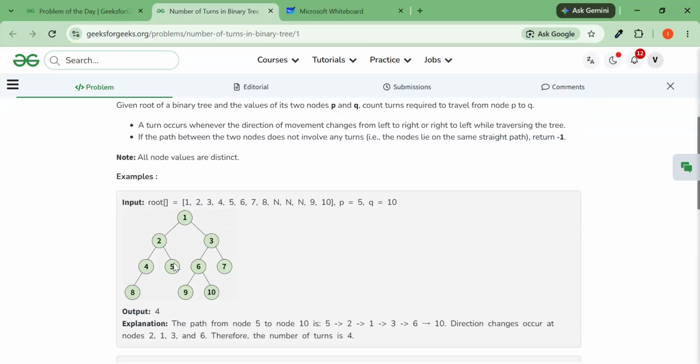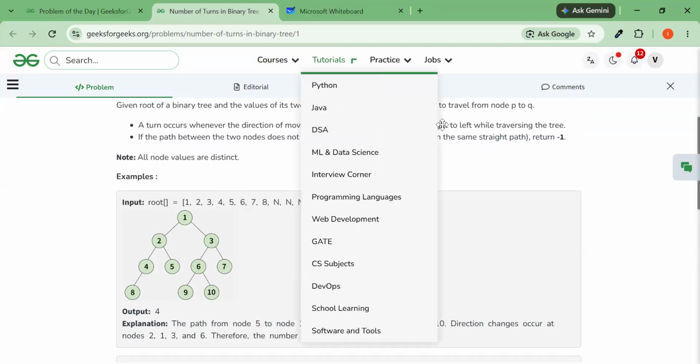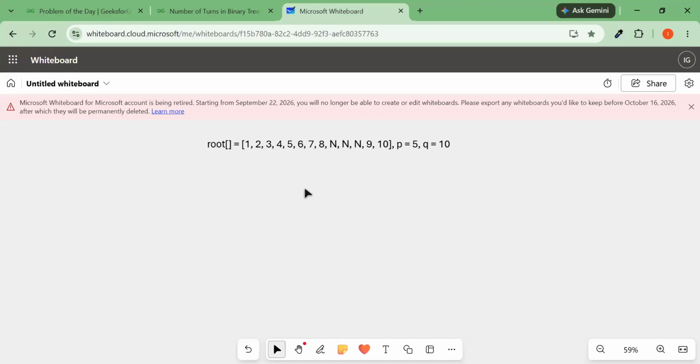So consider this example only, this binary tree with P as 5 and Q as 10. Let's go to the whiteboard and see how it will look. If you don't know how to create a tree, I will show you. You can start from the root node. Then the next nodes 2 and 3 will be the left and right nodes, and then 4 and 5. It will look like this. If you know how to, you can skip this part.